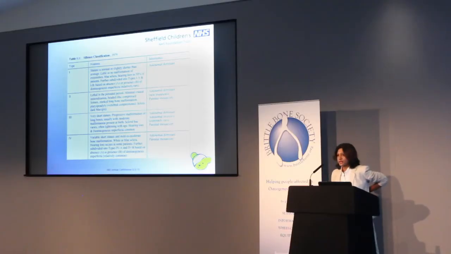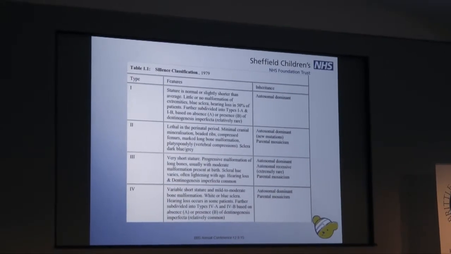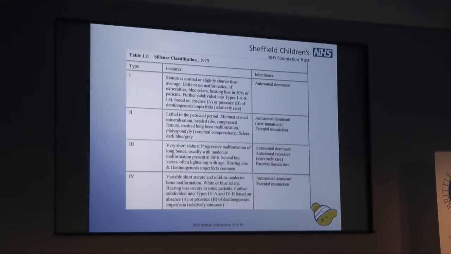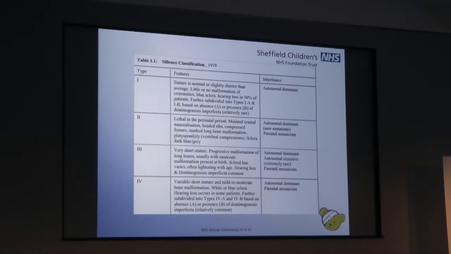So back in 1979, David Sillence and colleagues classified OI into what they thought were 4 distinct clinical subtypes. As you can see, that's very much a clinical classification, which was then subsequently subdivided into A and B. Type 2 was the more lethal, severe form, type 1 and 3 were the more mild forms, and type 4 was the moderate form. So this was very much a clinical classification when the genetic basis hadn't been identified, and most of the inheritance patterns were thought to be autosomal dominant, with the risk of gonadal mosaicism. And I'll describe all this a bit later on.